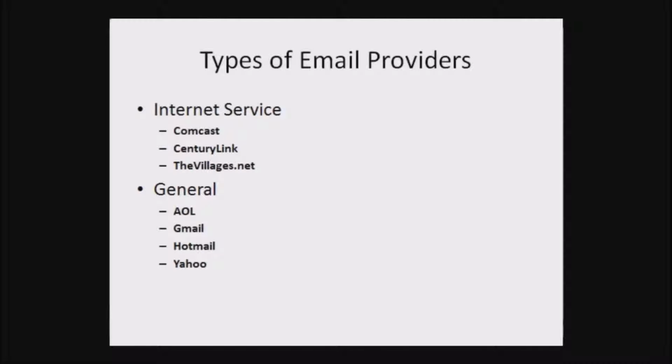What are the types of email providers? When you get internet service like Comcast, CenturyLink, or thevillages.net, they automatically give you an email address. Then there's general email like AOL, Gmail, Hotmail, and Yahoo. And there are others as well. The difference is that if you have an internet service, sometimes when you change your internet provider, you will lose your email. That's why I recommend that you use a general email versus an email provided by an internet service.